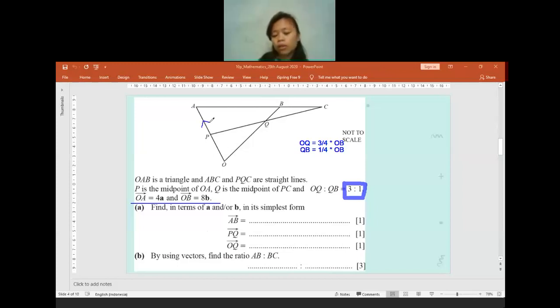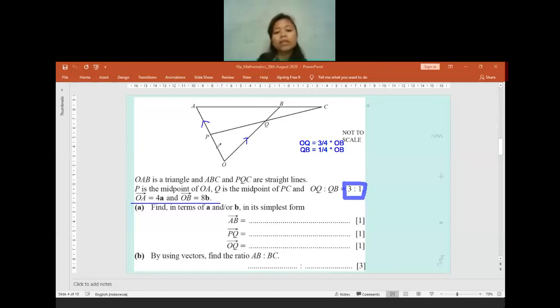Is there anyone who gets confused? No. Now for OB, where does the arrow have to go? O to B. So it will be going up. Is there anyone having any questions so far? Now let us label.